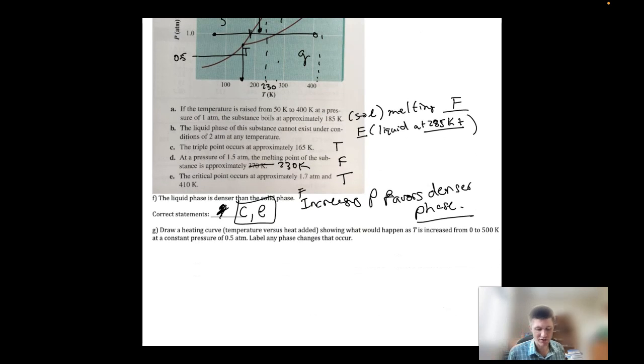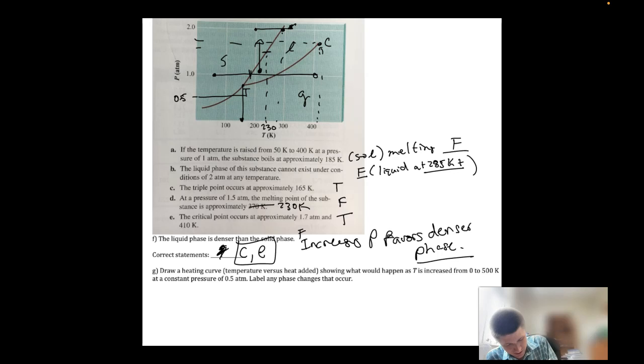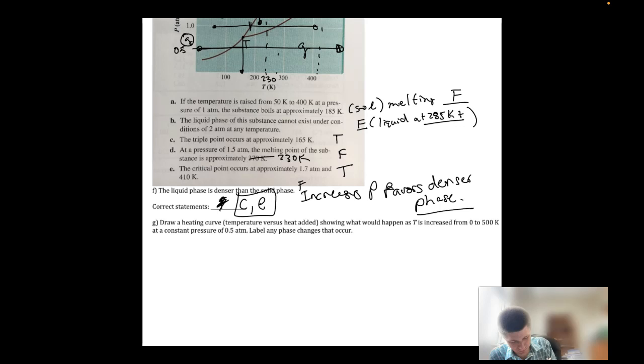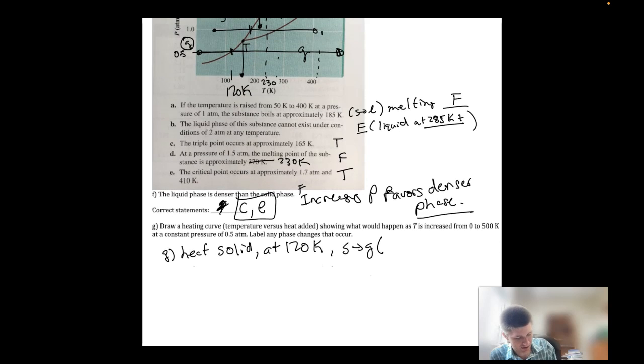Draw a heating curve, temperature versus heat added, showing what would happen as T increases from 0 to 500 Kelvin at 0.5 atmospheres. So that's this line right here at 0.5 atmospheres. We're below the triple point pressure. So for G here, we're going to heat it up. We'll heat the solid at this point right here, let's say about 120 Kelvin. We have a solid to gas phase transition. That would be called sublimation. And then after that point, we have a gas. We're just going to heat the gas up more.